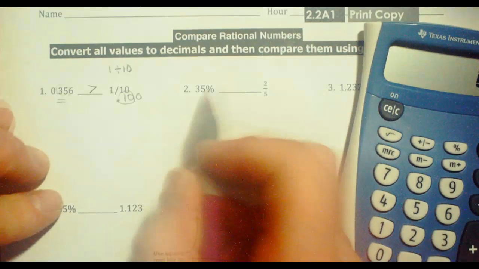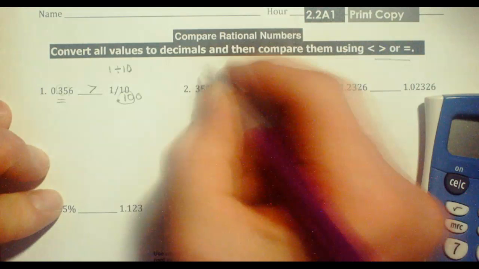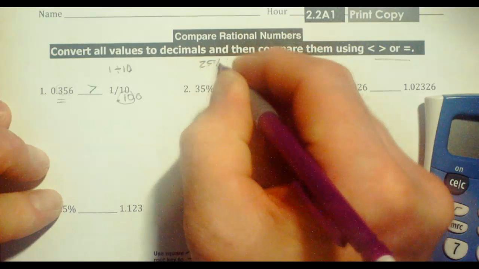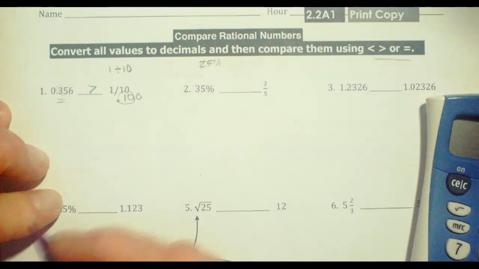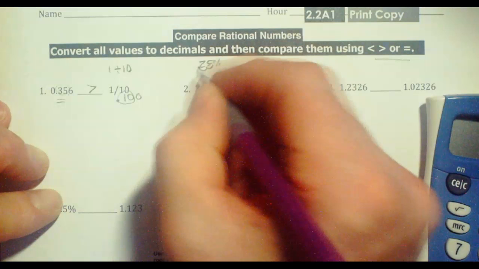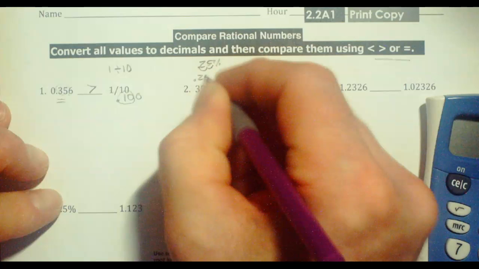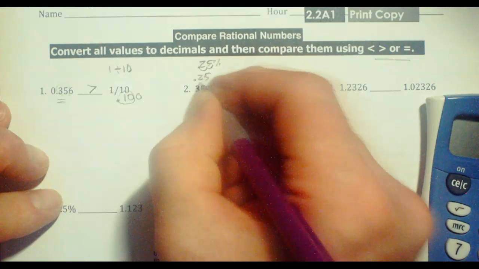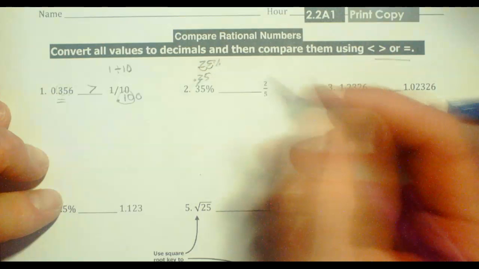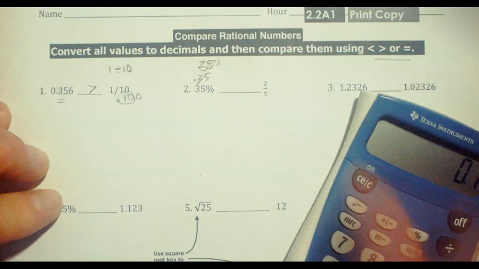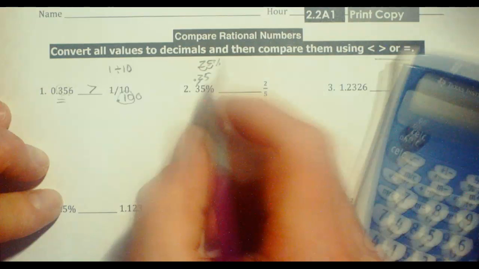So here we have 35%. Well, 35%, let's just think about 25% for a minute. 25% is the same as a quarter, right? So we're moving the decimal 2 places. So really we have 0.25 is the same thing as 25%. Well, let's just move the decimal a couple places here. We've got 0.35.